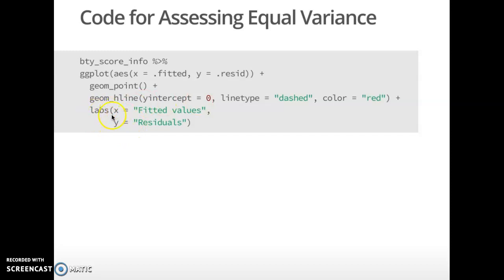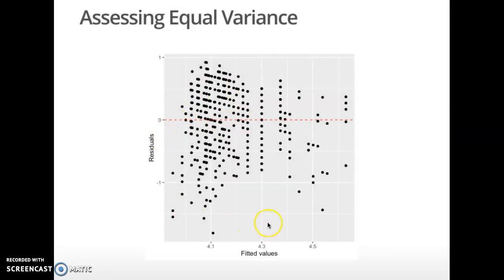Here I'm using my labs function because I want to name both my x and my y axes. I'm going to name my x-axis the fitted values and my y-axis the residuals. So that's what this ends up looking like. Each of these points is a plot of the fitted versus the residual value. I have this horizontal line that goes all the way across, showing me exactly where the residuals are 0, and then I can name my axis labels so I have better labels like residuals and fitted values.